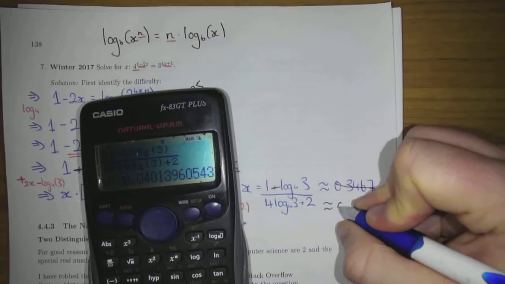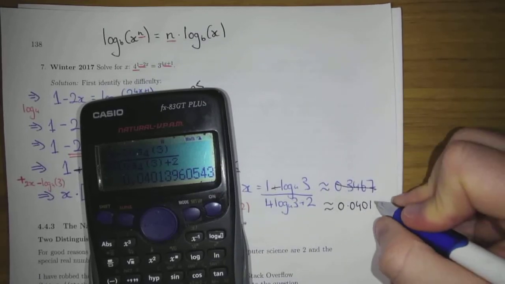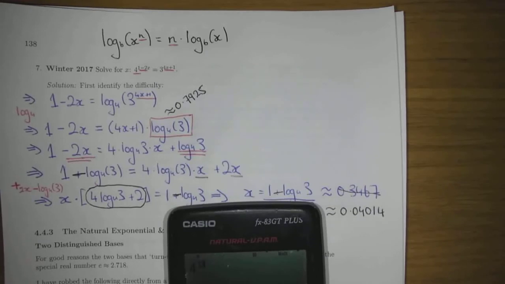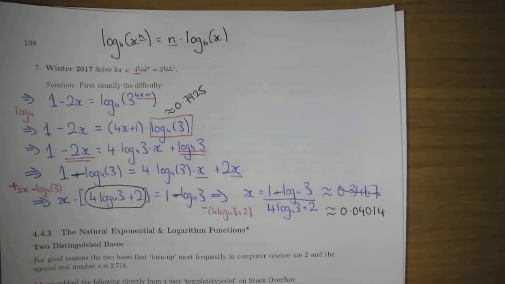So it's approximately 0.04. That's the first significant figure, 0.14. And now I can check my answer. 4 to the power of 1 minus twice 0.04014. It's coming out 3.57. So that's how you can do a little check. Right, so that was a great lesson for everything.